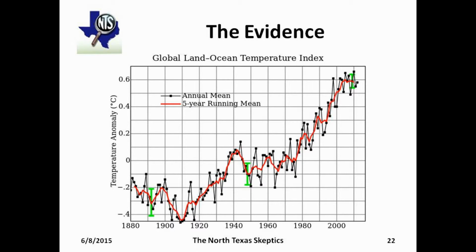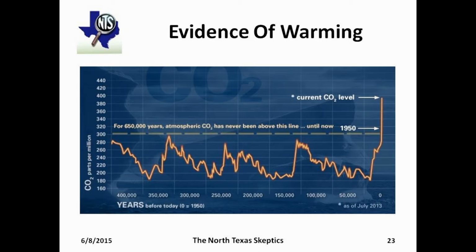This is a chart that goes back to 1880, and it shows that since about 1910, the temperature of the Earth's surface has been more or less steadily increasing and is now at an all-time high. And here is evidence of long-term warming. This goes back 400,000 years. This information is from geological evidence, and it shows that since the Industrial Revolution, the CO2 level has increased tremendously. It's higher than it has been in the last 400,000 years.